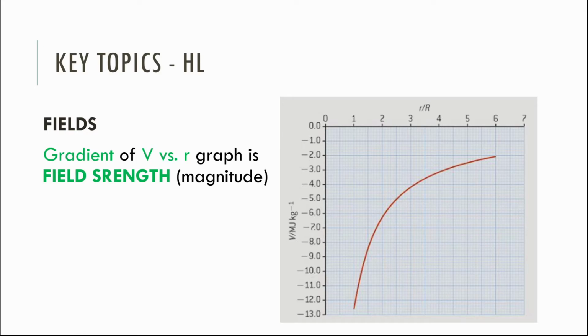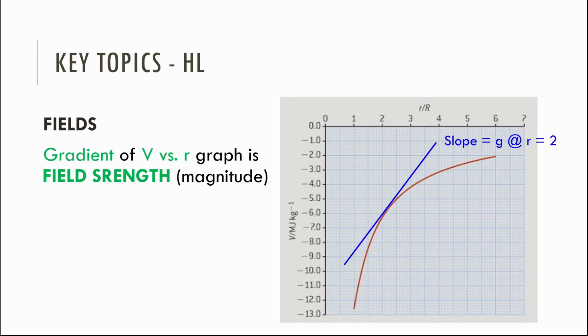This is a good graph to memorize because there's a bunch of graphs like this in IB physics. If you see a potential versus distance graph, a V versus R graph, the only thing you're going to do with that graph is draw a tangent line, take the slope, and the slope is the size of your field strength. That's a rule from the data booklet.